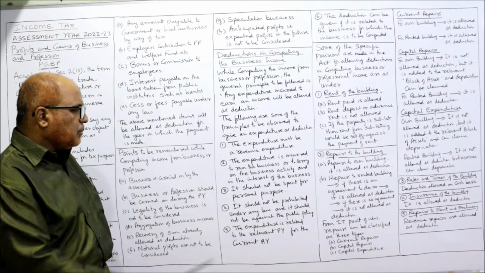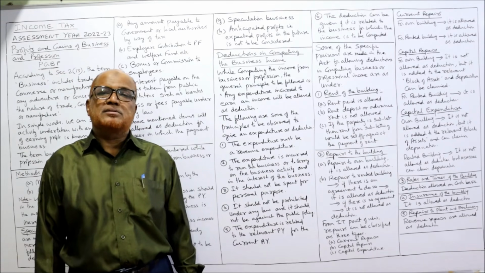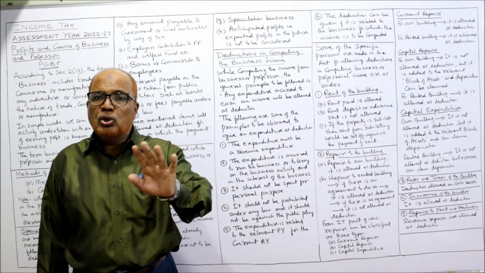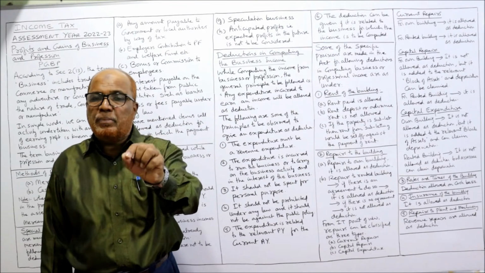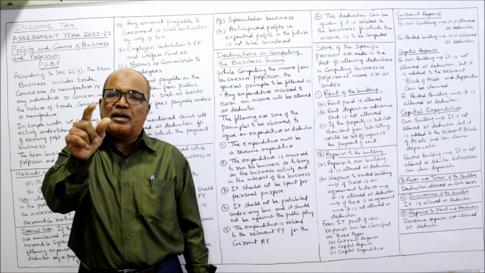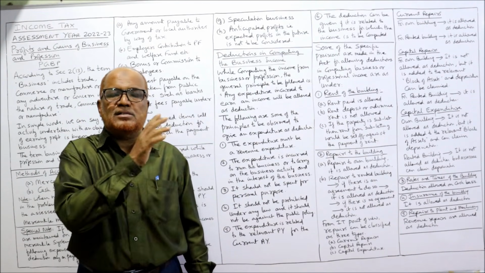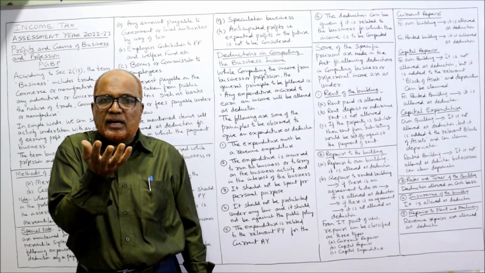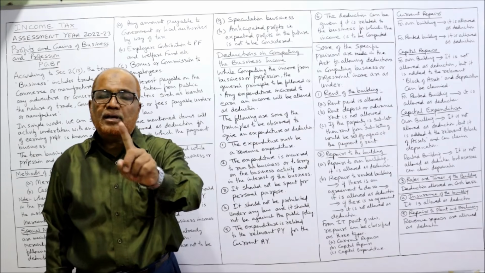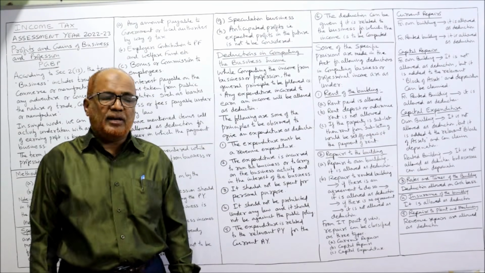Thirdly, it should not be spent for any personal purpose. The expenditure incurred from the business should not give any personal benefit to the owner. That means the expenditure should be directly related to the business. The business should get the advantage of that expenditure. The expenditure should not be incurred for a personal purpose.